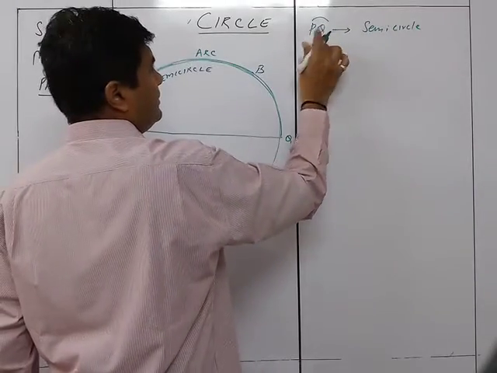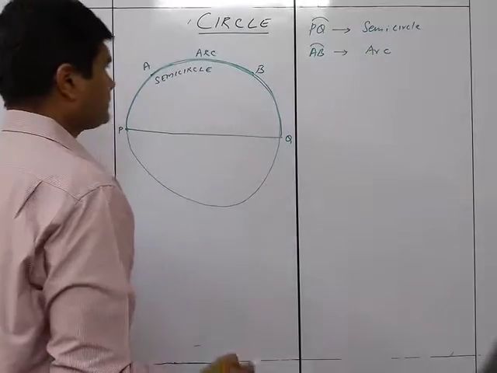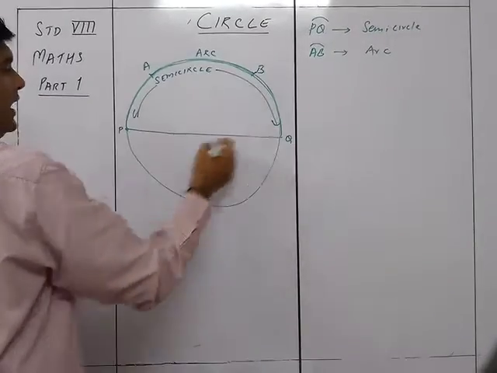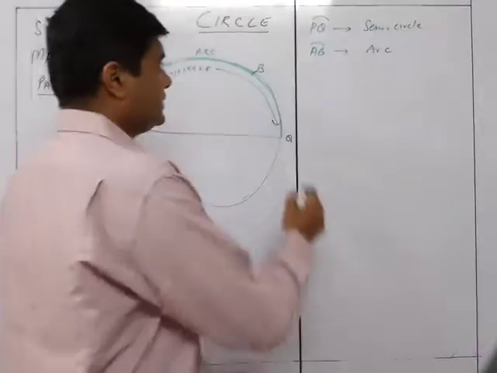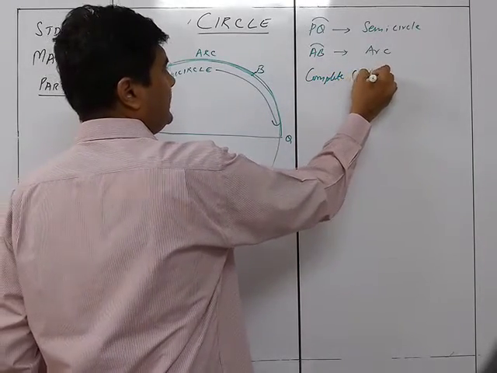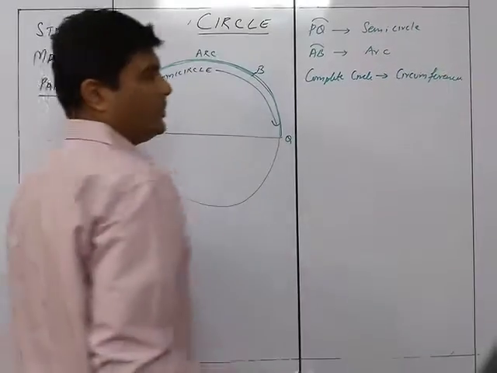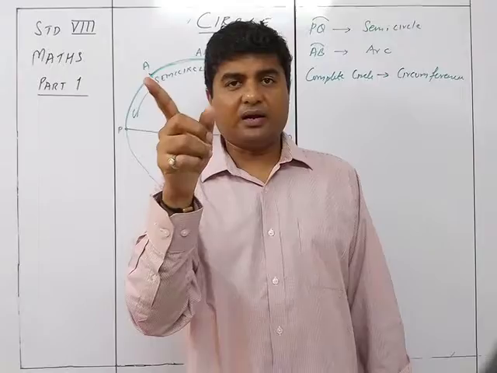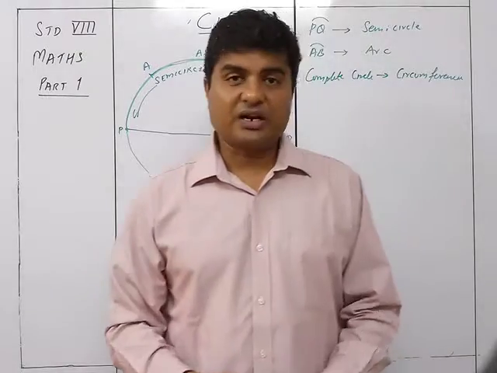AB is an arc, whereas this PQ is the semicircle. Of course, the complete thing is called the circumference of the circle. So the complete circle is the circumference. When you are talking about the length of the circle, this part of the length will be the arc, the half of the length of the circle will be the semicircle, and the full length of the circle will be the circumference of the circle.